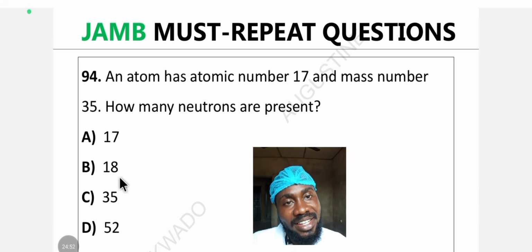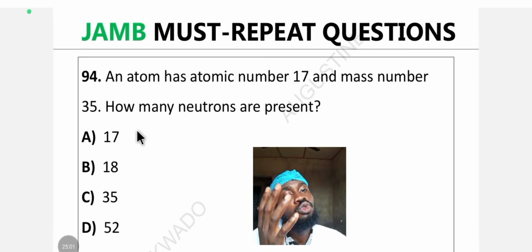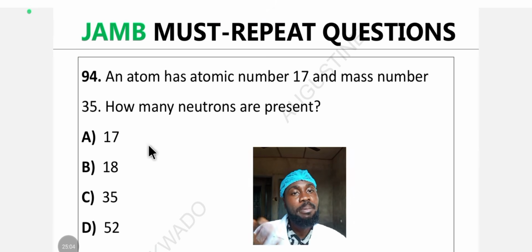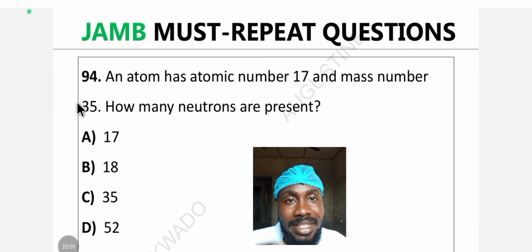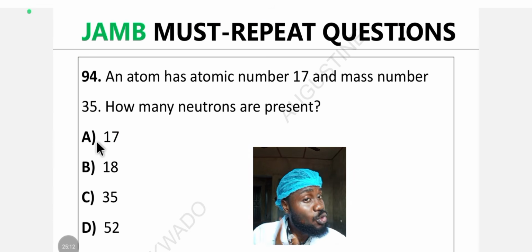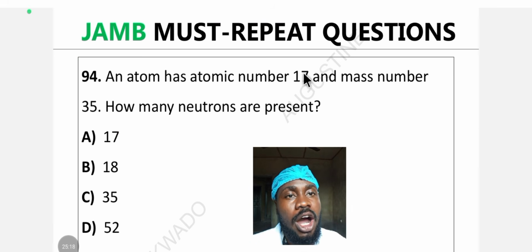A. 17, B. 18, C. 15, D. 52. This is a technical question. From what I just taught you, use it to calculate the neutron number. Remember what atomic number is. If you know atomic number and you know mass number, since you know the formula for mass number, it's easy to get the neutron number. Let's go.